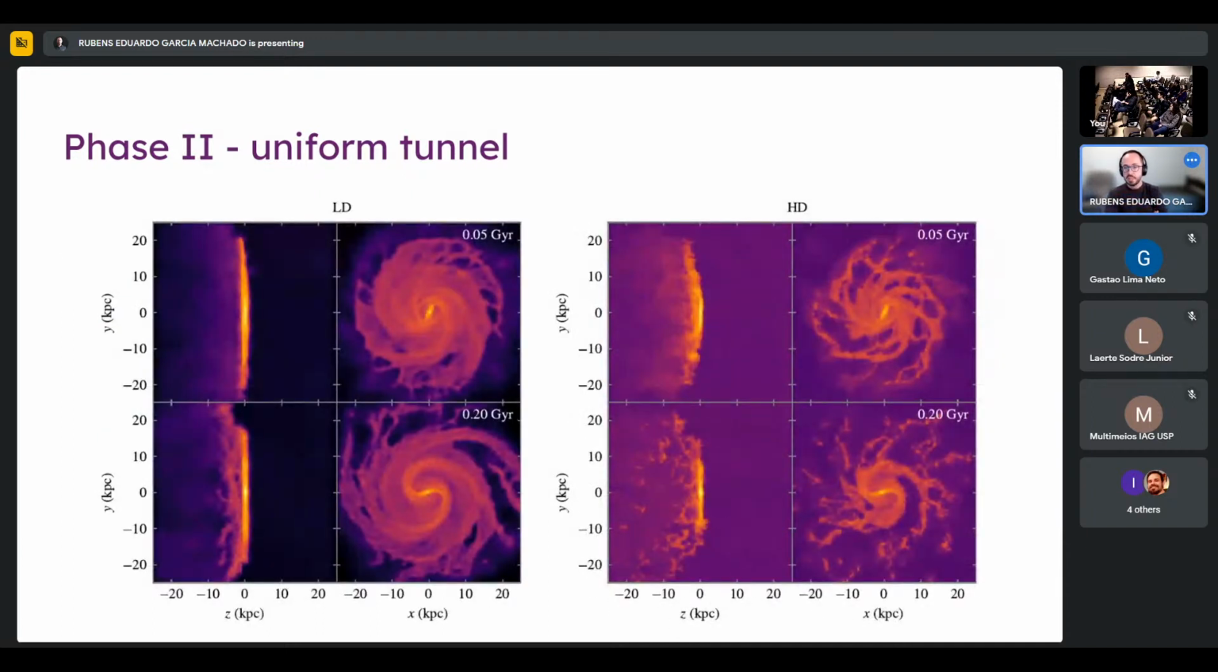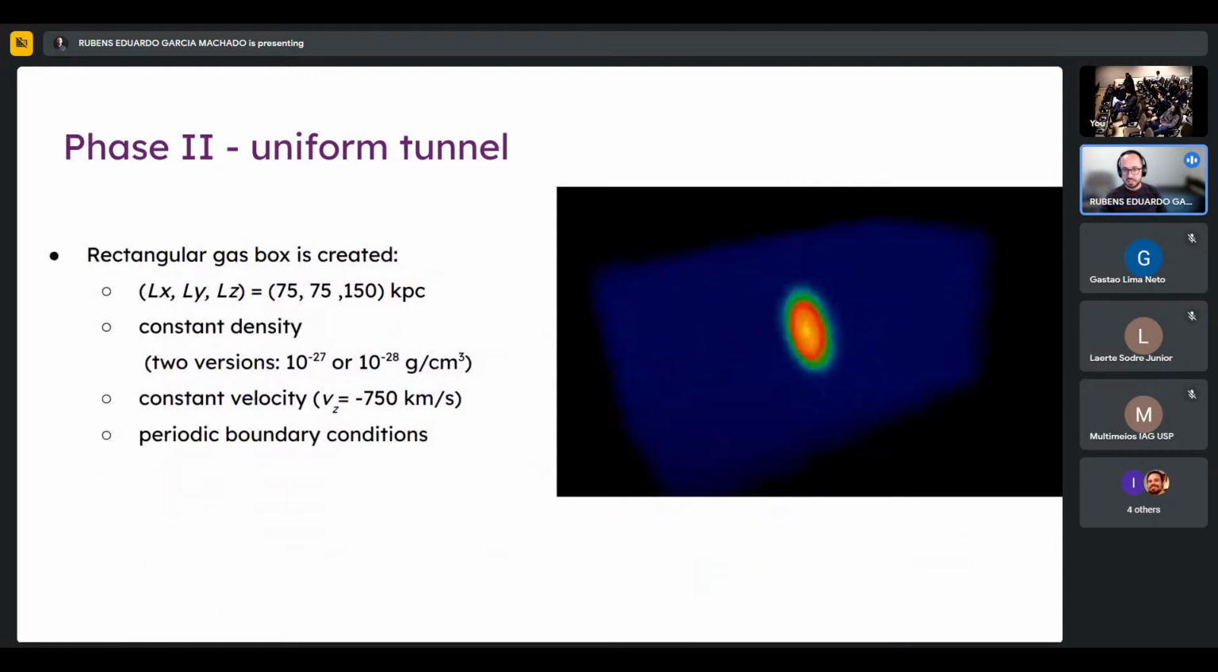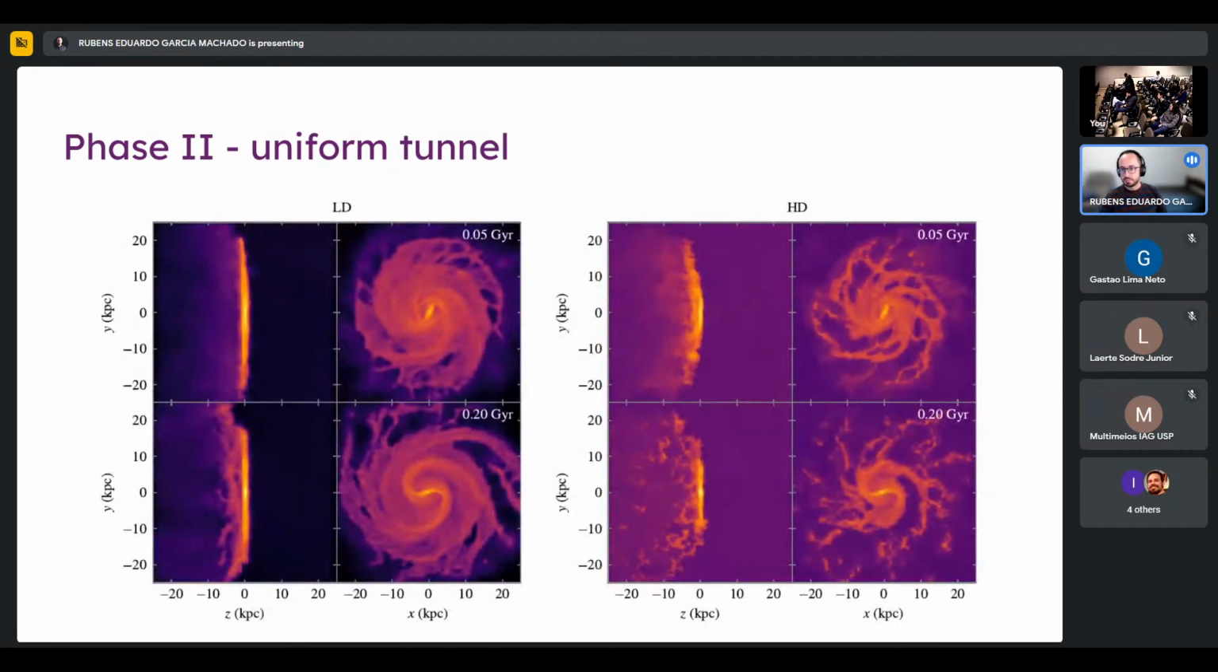At the end of phase 2, this is what the galaxy looks like. So we have two cases. LD here stands for low density and HD stands for high density. So there is one box with this density here, 10 to the minus 28 grams per centimeter cubed, and another case with high density. So at the end of this phase, we should compare this frame with this frame. The galaxy is moving face on. We also see this view of the galaxy, but we could focus here on the edge-on views because this is where the tail is visible.